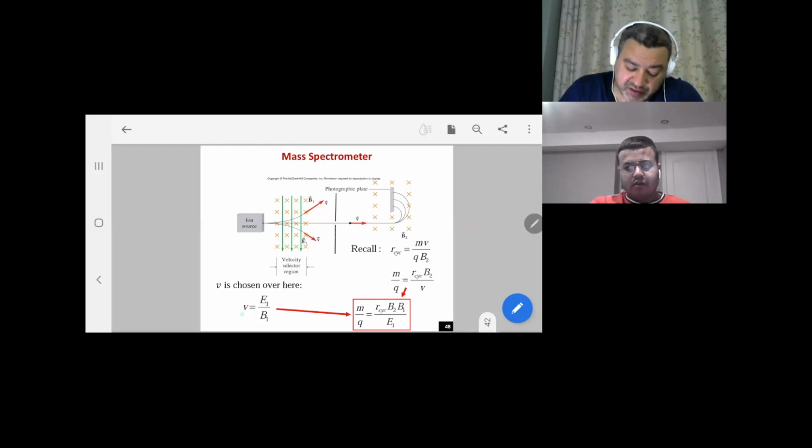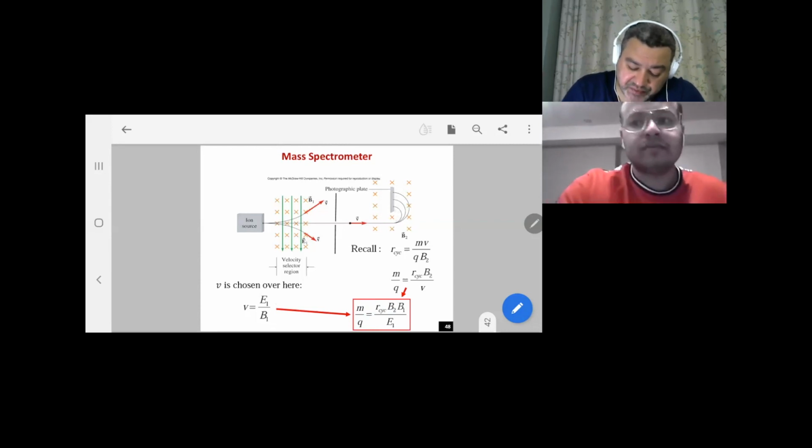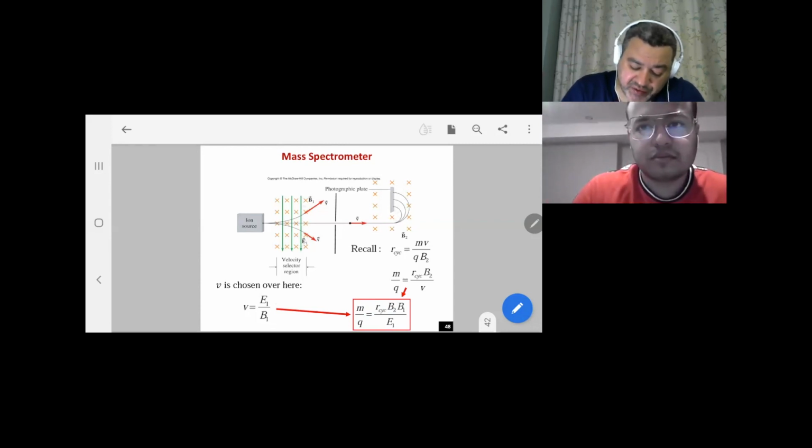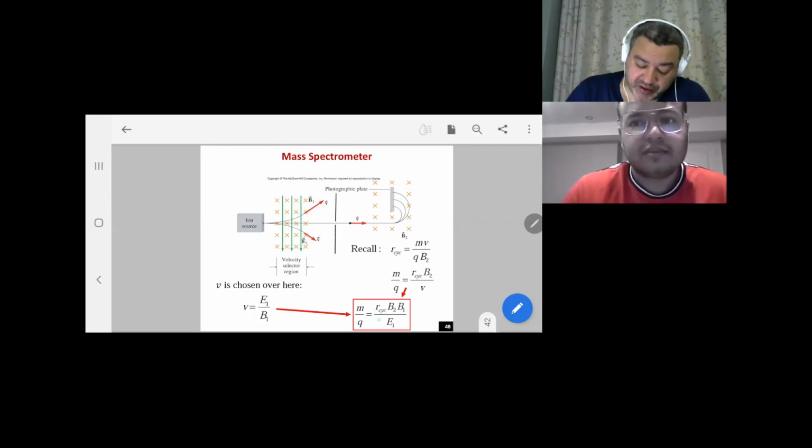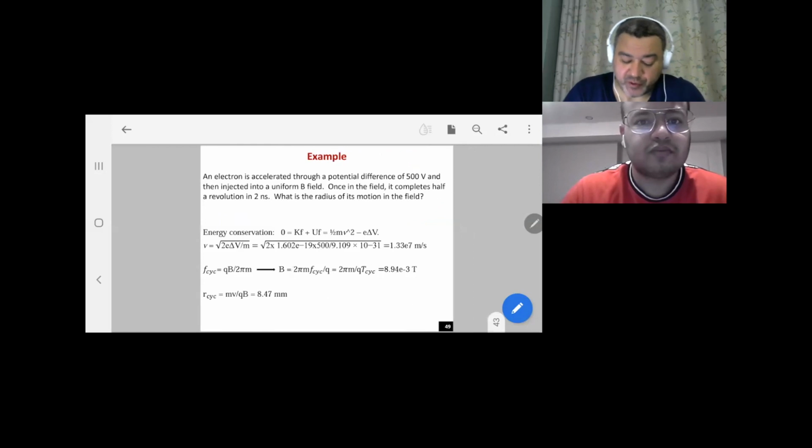Now the velocity comes from the ratio of the electric field to the first magnetic field, and then putting everything together, I can get the ratio of the mass to the charge by recording this distance and knowing the values of the electric field, the first magnetic field, and the second magnetic field. Then I can obtain the mass to charge ratio for the ions that I am bombarding.